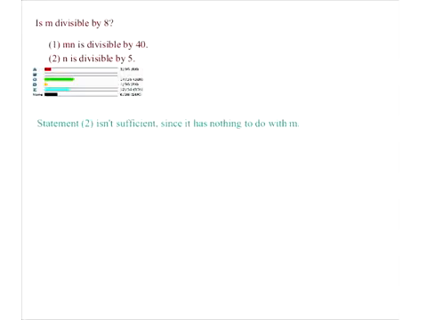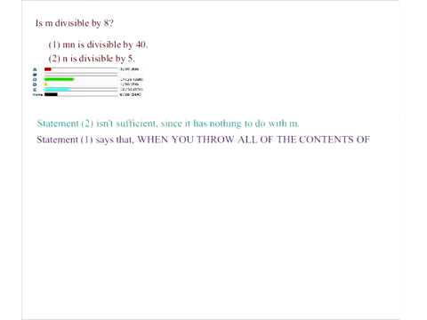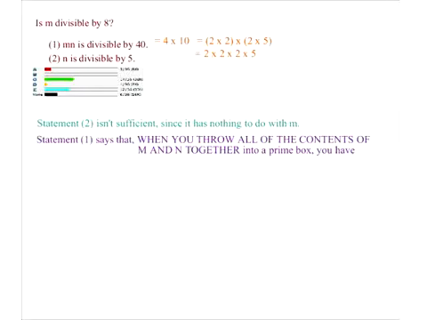Statement one says that when you throw all of the contents of M and N together into a prime box, you have 40, which is 4 times 10, which is 2 times 2 times 2 times 5. So this means that when you throw all of M and N together into a box, you have 2 times 2 times 2 times 5. But it doesn't say anything about which of these things came from M and which of them came from N.